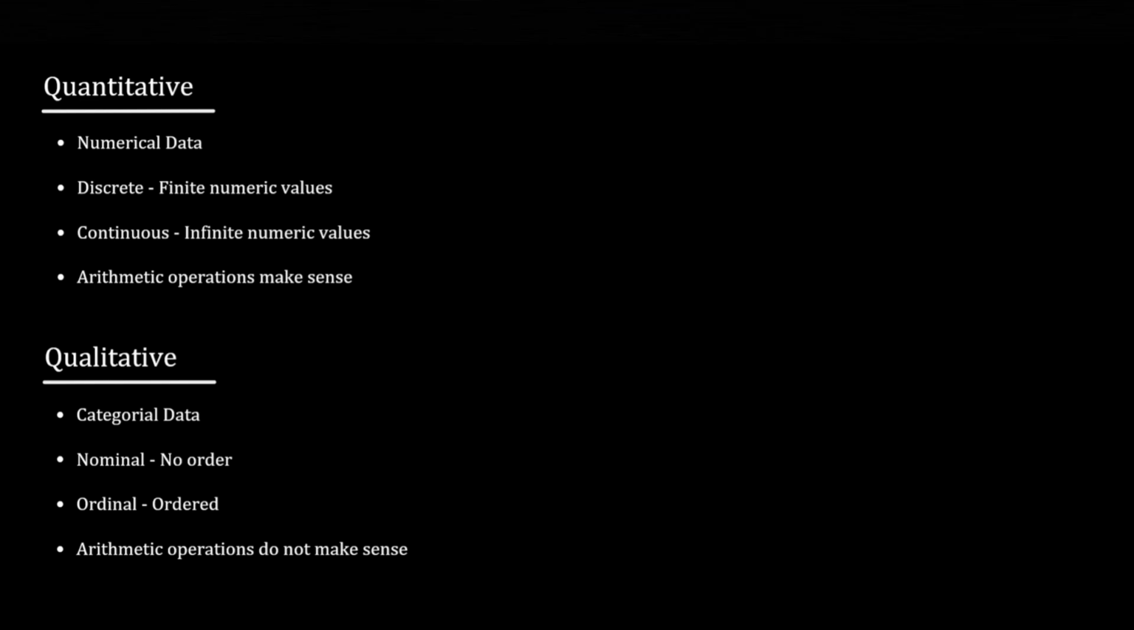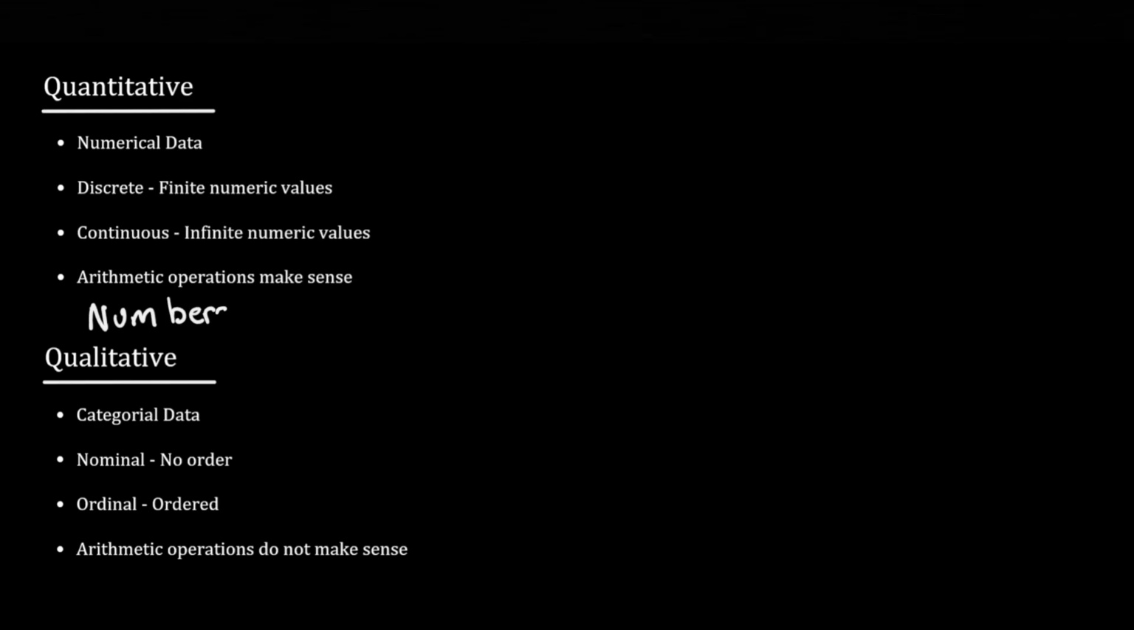Hello everyone. In this video we are going to talk about variables, the different types, and how to differentiate them. So a variable is just a property that can take on many values. These values can be either quantitative or qualitative. A quantitative variable consists of numerical data that is either measured or counted. When we hear the words quantitative and numerical, we should think quantities or numbers.